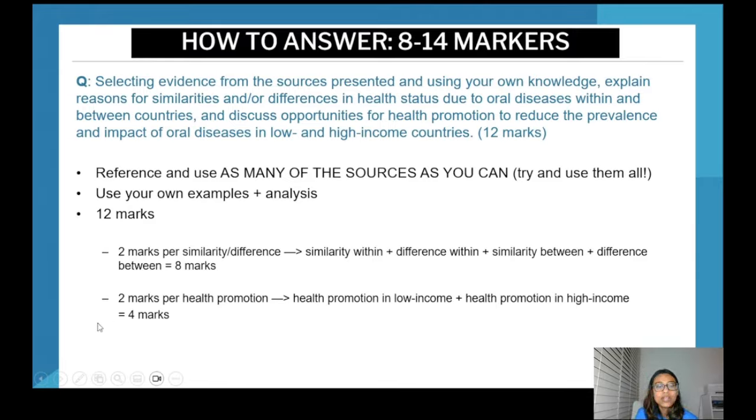So together that's 4. 4 plus 8, 12. We've done it. Move on to coming back to the questions that you've probably left to the end.